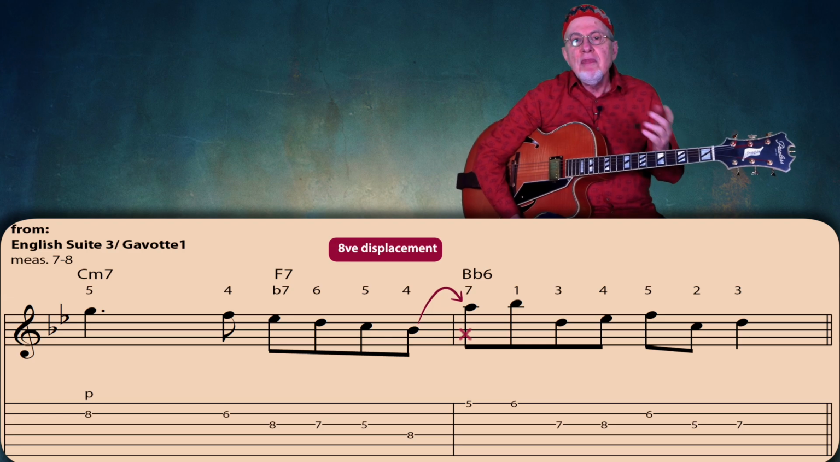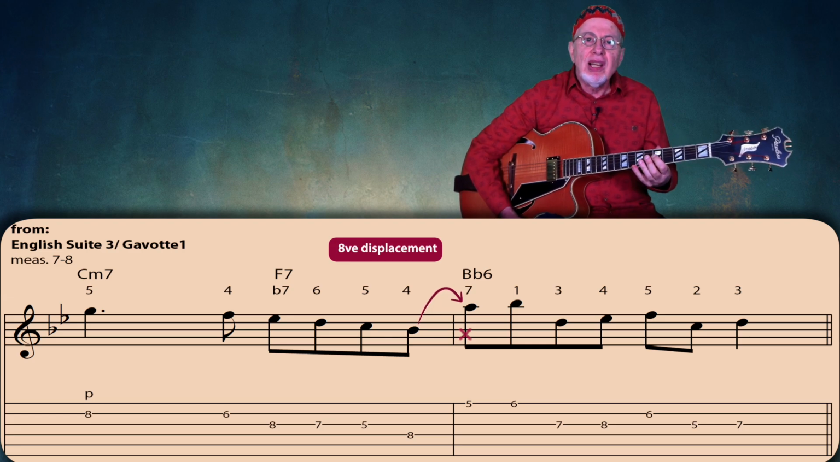For example, let me slowly play how Charlie Parker used it on measure 20 of his solo on Blues for Alice.